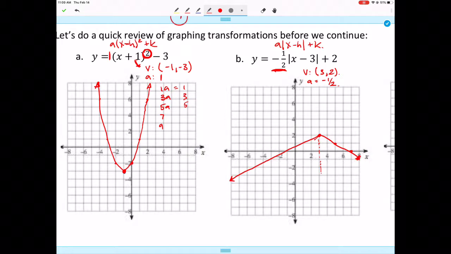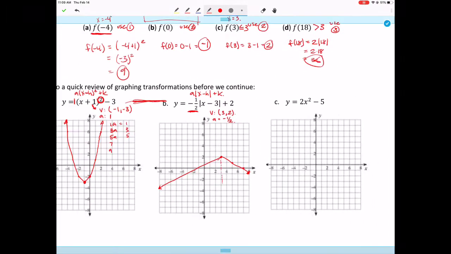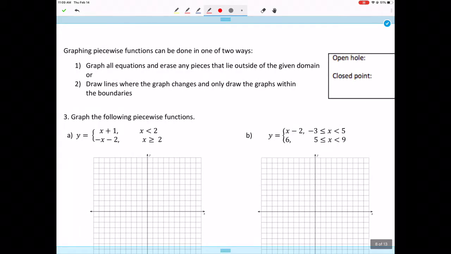Okay, so the two equations are very similar, except here with the quadratic, we use our growth pattern for a, 1a, 3a, 5a, and with b, where we have an absolute value function, we use a as our slope for our right side, and then just mirror over to the left. Okay, c is also a quadratic. We'll go on and do the other stuff.